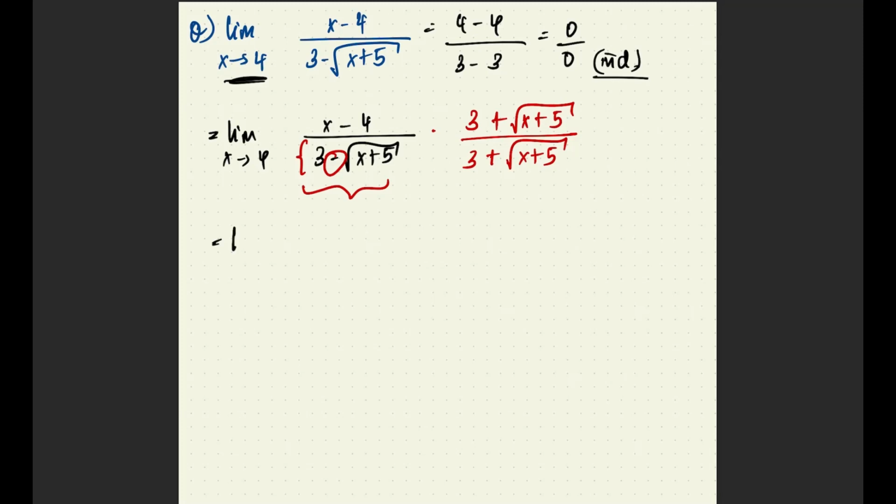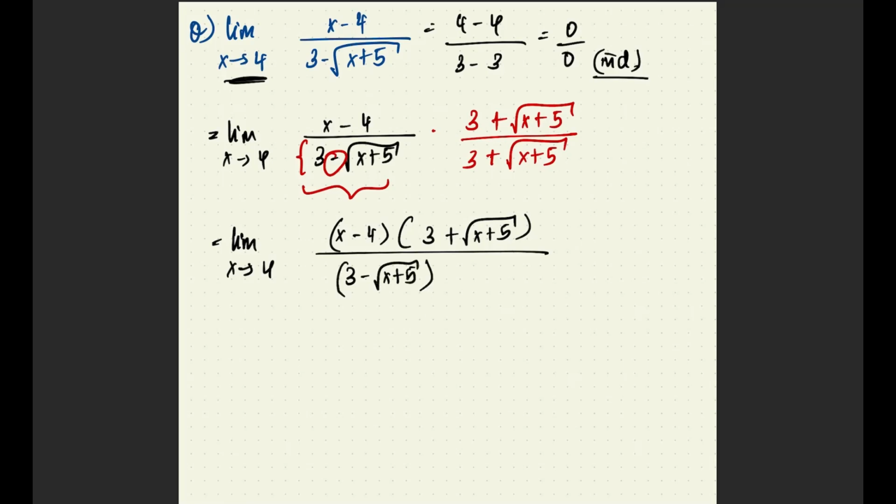So this gives us the limit as x approaches 4. I'll just write it down more neatly. So we have (x minus 4) multiplied by (3 plus the square root of x plus 5), divided by (3 minus the square root of x plus 5) times (3 plus the square root of x plus 5). Okay, so now remember, when I have a square minus b square, I can write this as (a plus b) times (a minus b). This was the difference of two squares.